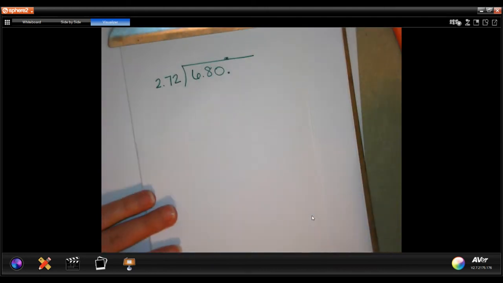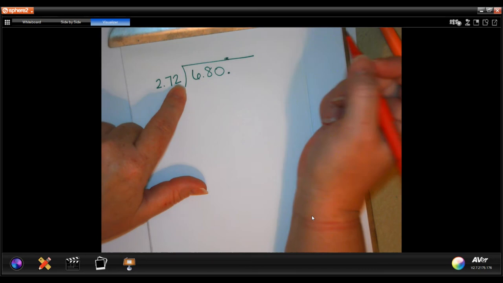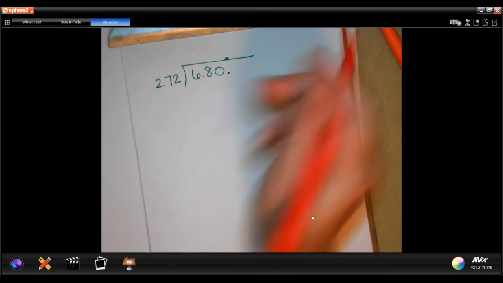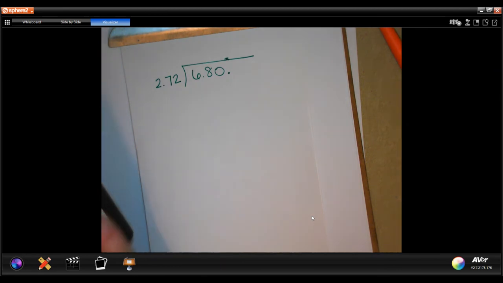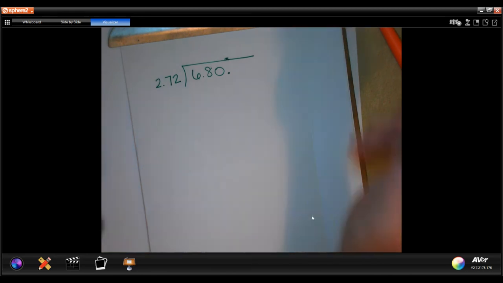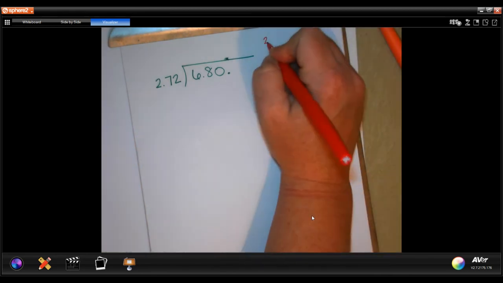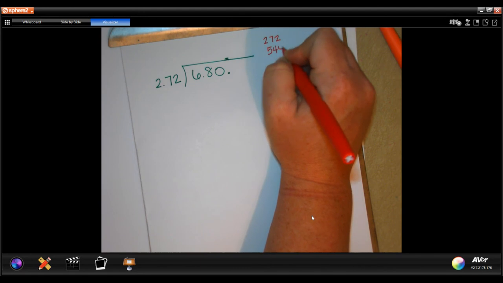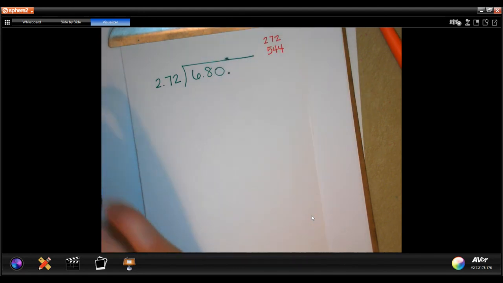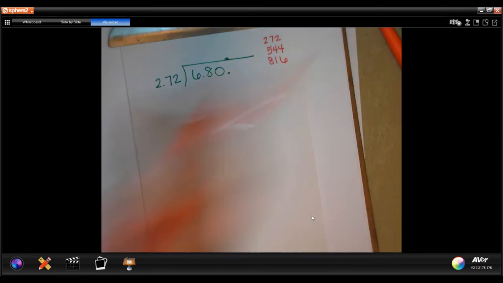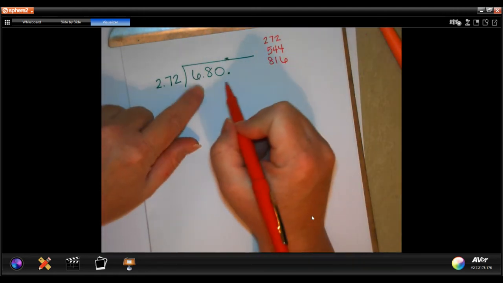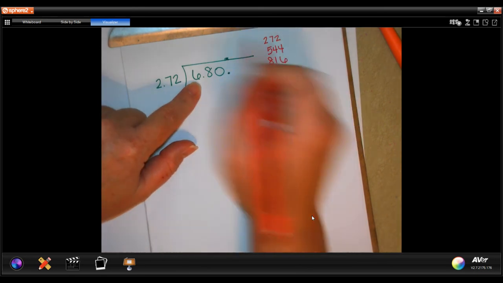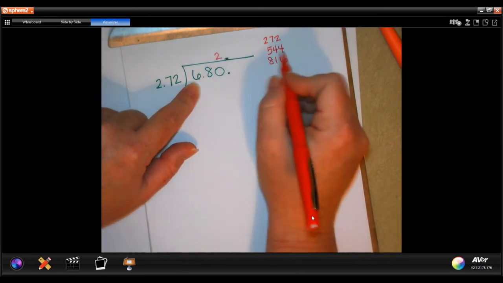I don't happen to know those multiples of 272, so I'm going to go ahead and do my multiples. 272 times 2 is 544. 272 times 3 is 816. That is way up there, so we only need to go to 680. So that's going to be 2, which is going to be 544.